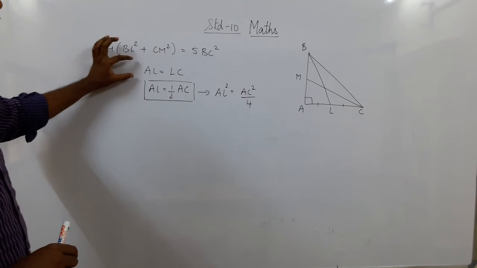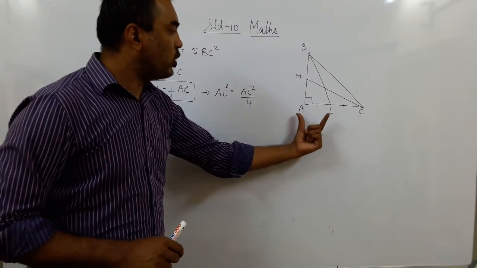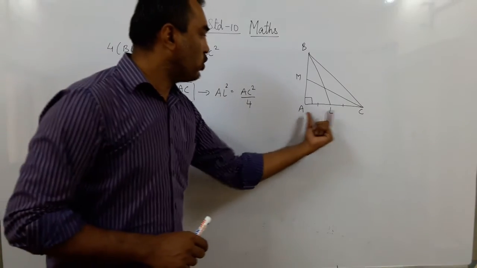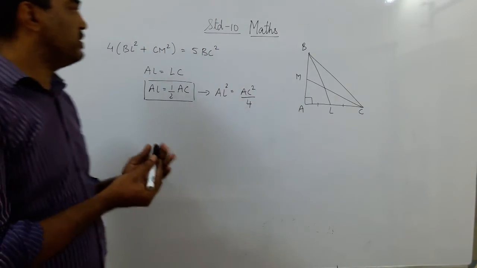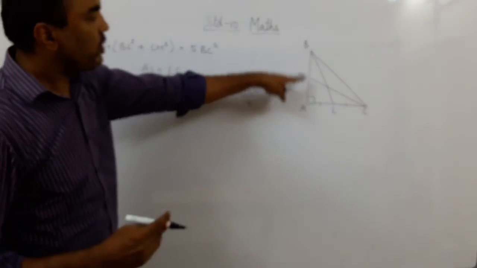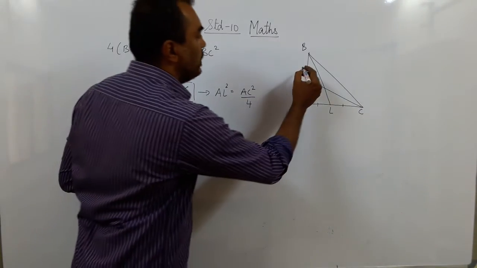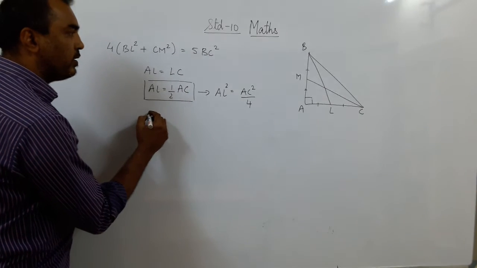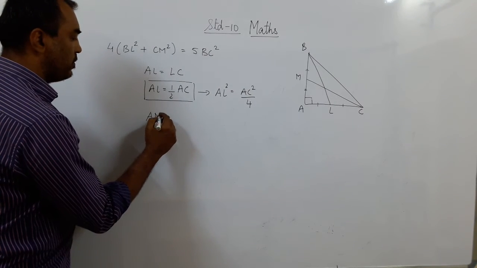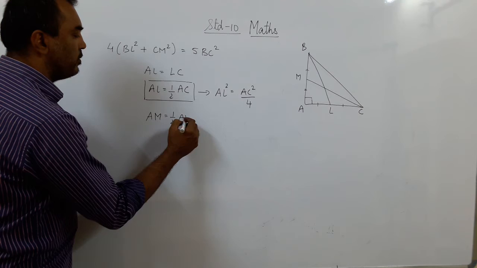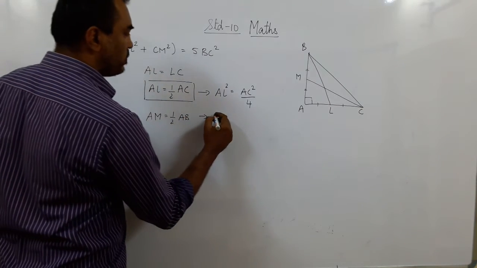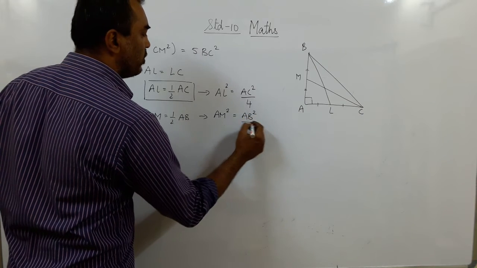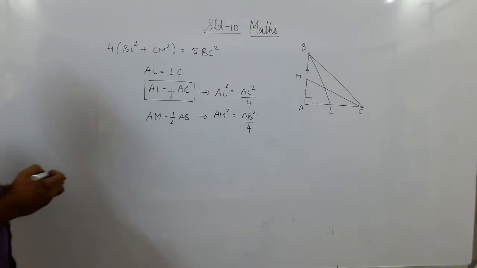But we have to do what? BL is the median, so AL equals LC, so AL equals half of AC. Both are equal, so AL square is this. Similarly, CM is the median of AB, so BM and AM are equal, so I can write AM equals half of AB, or AM square is AB square upon 4. This is what I get.